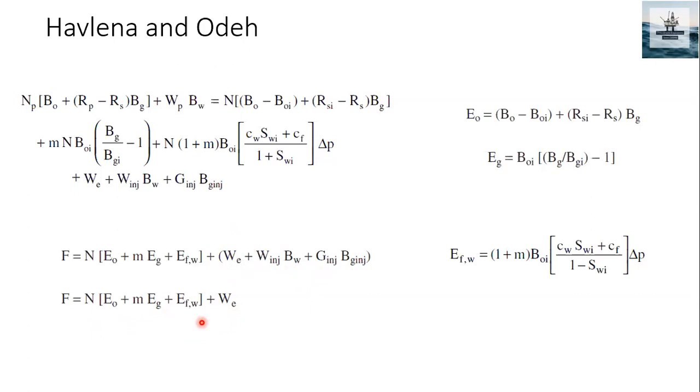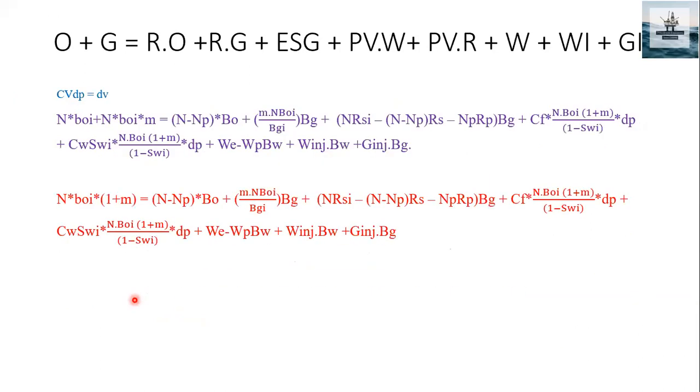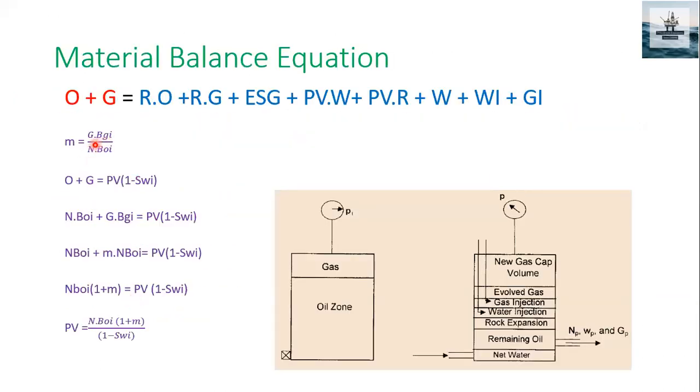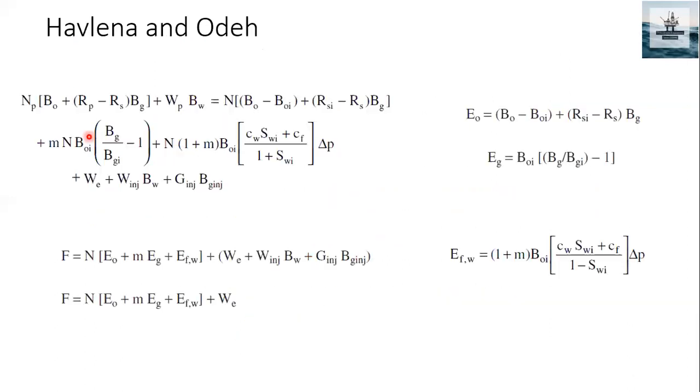Imagine there is an undersaturated volumetric condition. What are the things from this equation that can be ignored? One is WE. WE can be ignored. At the same time, for a volumetric reservoir, there won't be an initial gas cap. So when there is no initial gas cap, M will become zero. Why? Because what is M? M is nothing but initial gas cap by initial oil. At volumetric condition, this will not be there. G, BG, and BGI will not be there. Why? Because G will be zero. Initial gas cap will not be there. So when there is no initial gas cap, then M will become zero.